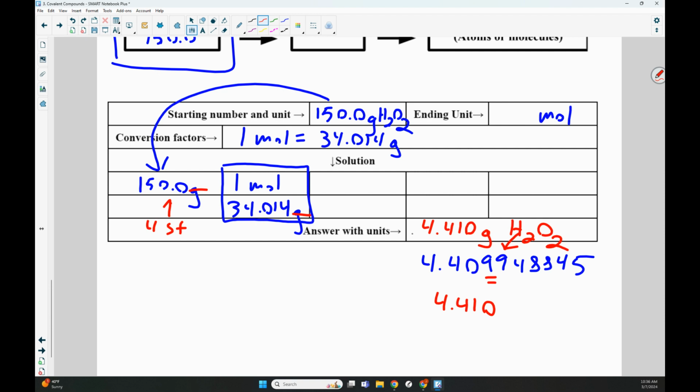So I just figured out that 150 grams of H2O2 is equal to 4.410 moles, actually, not grams. Sorry about that.